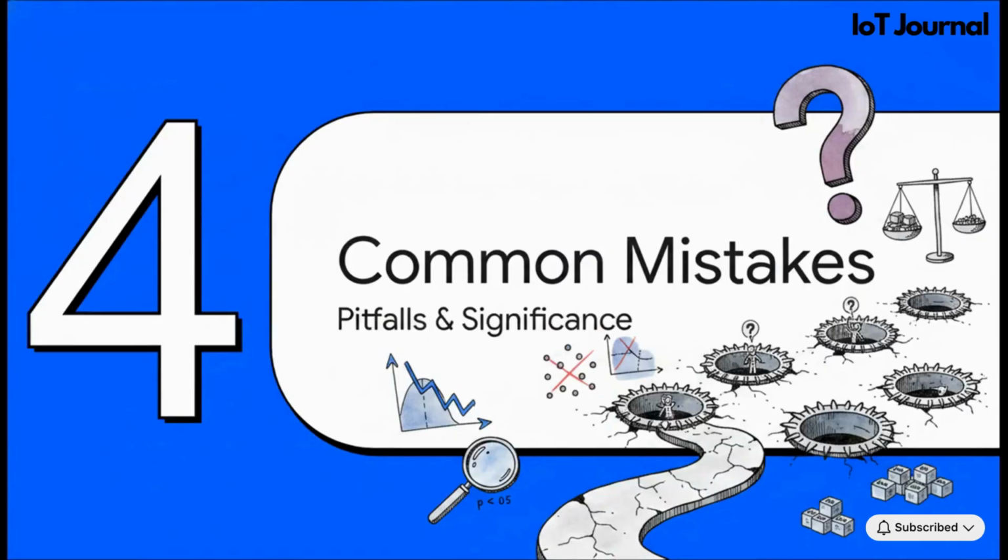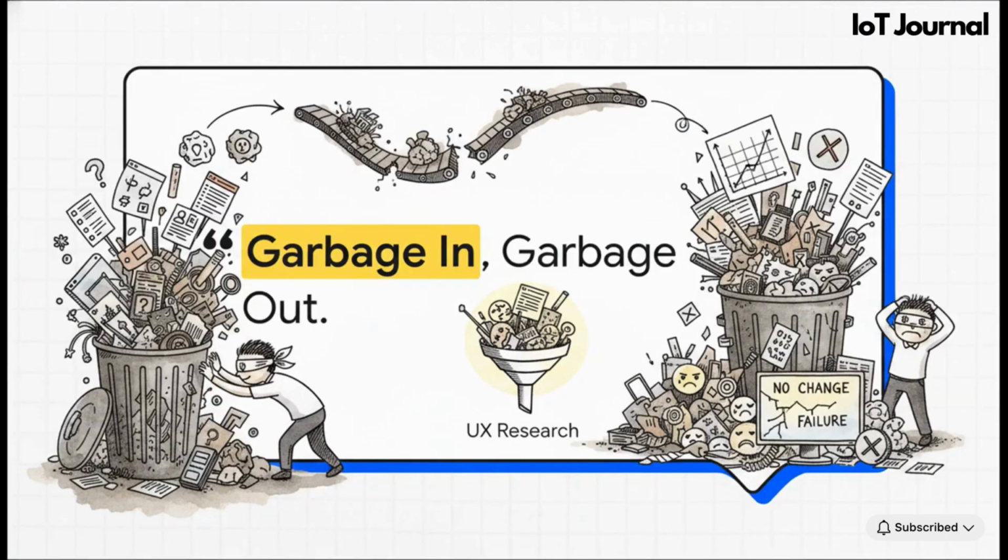All right, Section 4, avoiding common testing mistakes, pitfalls, and statistical significance. The Nielsen-Norman Group sums up the biggest testing mistake you can make with a pretty brutal quote. Garbage in, garbage out. Look, if you skip doing the upfront user experience research, your variations are basically just wild internal guesses. And testing blind guesses, that is a total waste of time.